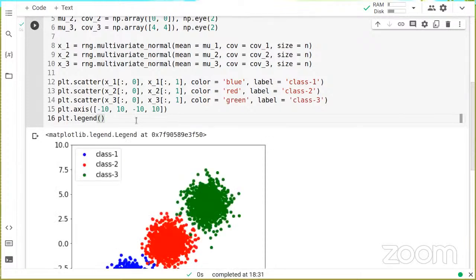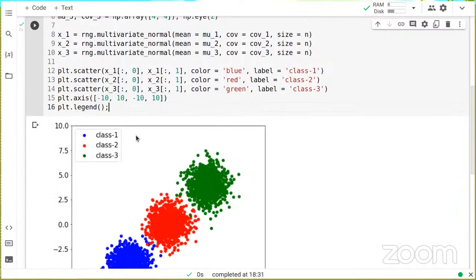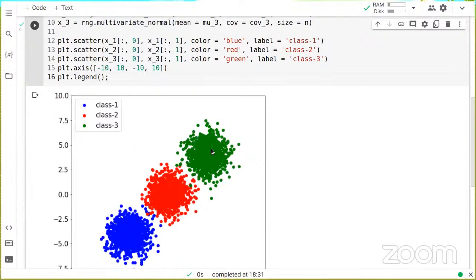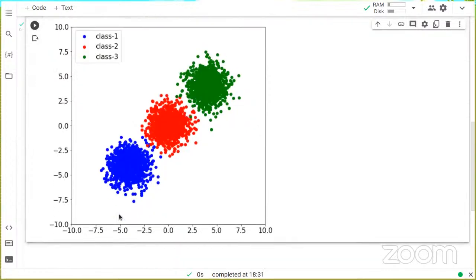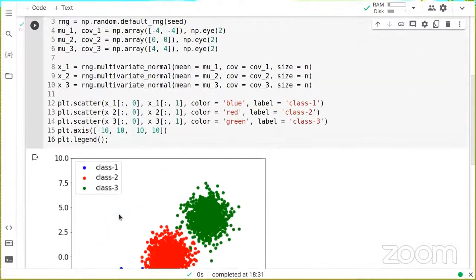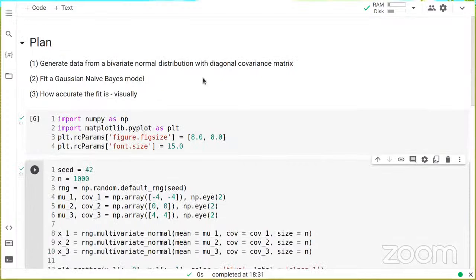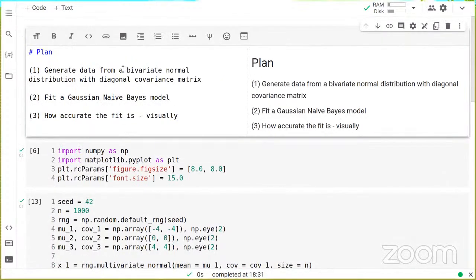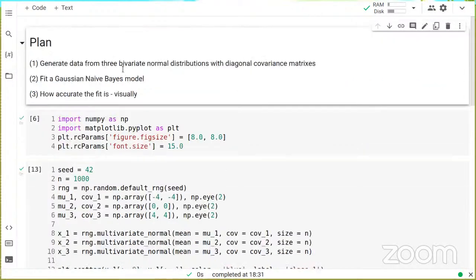And if I want to suppress this line when I run the cell, what should I do? Semicolon, right? Okay, so we have class 1, class 2, class 3, 3 blobs. We'll be trying to classify them using Gaussian Naive Bayes, right? So first part is done. We have generated data from 3 bivariate normal distributions with diagonal covariance matrices. Okay, that is what we have done, and this is a 3-class problem.